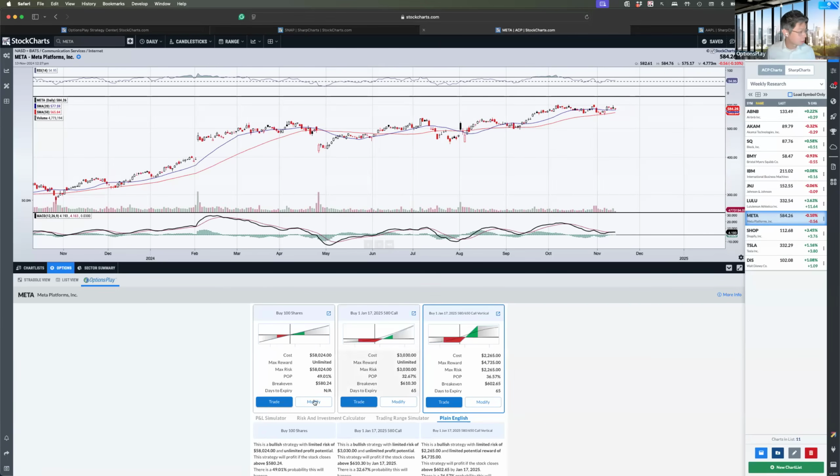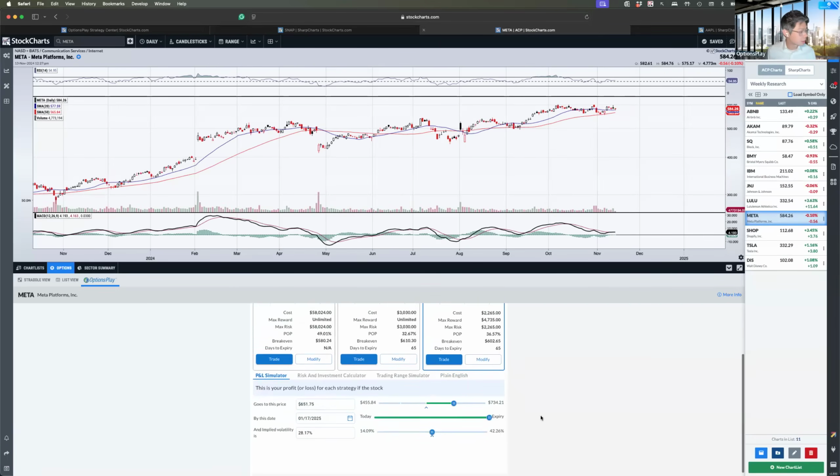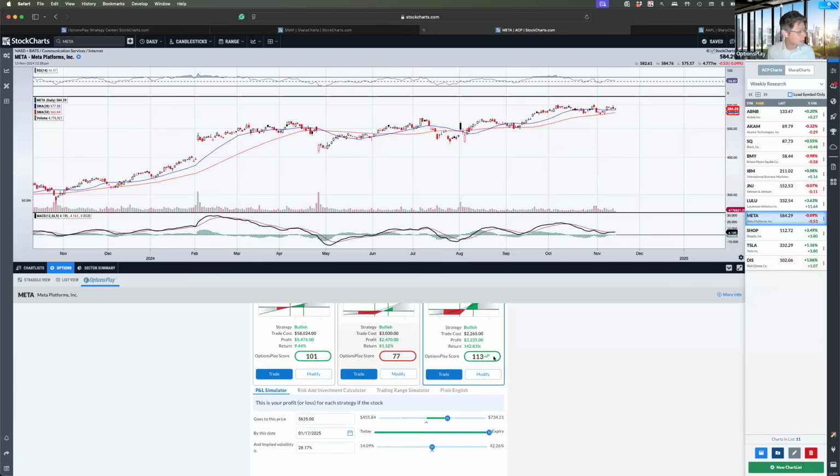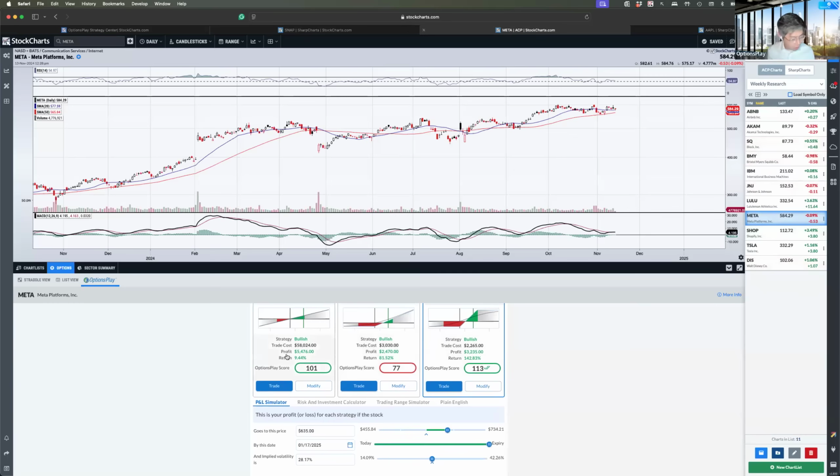So I can use the P&L simulator and ask, what happens if it breaks out from 600? Let's say I project out the move from 550 up to 600 and it breaks out from that. Maybe it gets up to 635, for argument's sake. This allows me to quickly see that if it gets to 635, if I bought the stock, I'm looking at about a 9% return. If I bought the call option, I'm looking at about an 81% return.